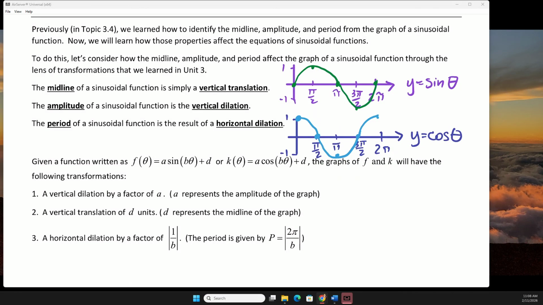So it's the one that looks like the Texas Longhorn. And again, it's going to be dilated and translated, and they both can be reflected also. But that's where they start.